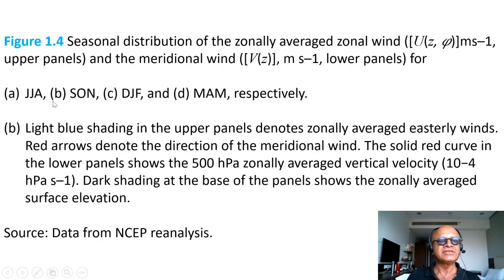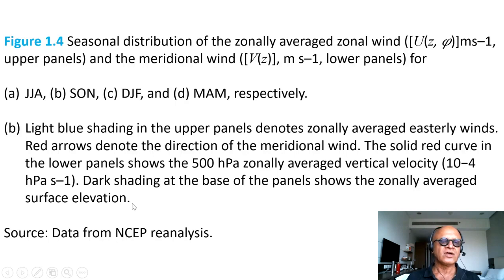Again, we look at seasonal distributions, so JJA, SON, DJF, and MAM. Here, light blue shading in the upper panels denotes zonally averaged easterly winds. In meteorology, when we say easterly, the winds are coming from the east. When we say westerly, they're coming from the west. Red arrows denote the direction of the meridional wind.